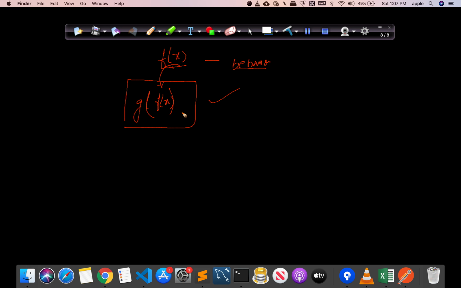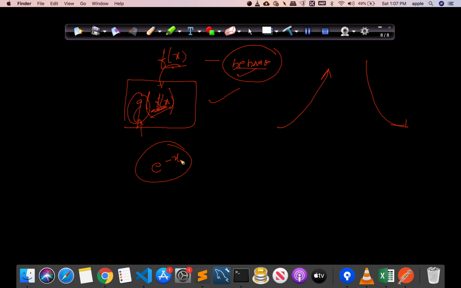Now which g(x) can we choose which will not change the behavior of this function? Suppose a function has some behavior and we want a function g which will not change the behavior of f(x). We will choose only those functions which are either strictly increasing or strictly decreasing, because if we pass f(x) to such a function, it will not change the behavior of f(x).